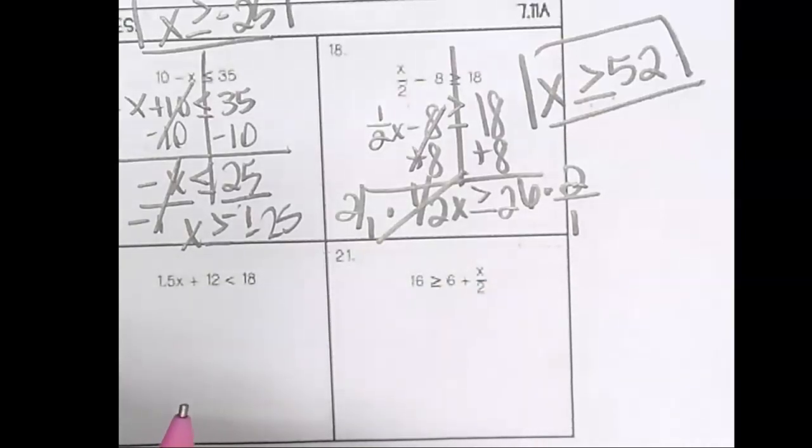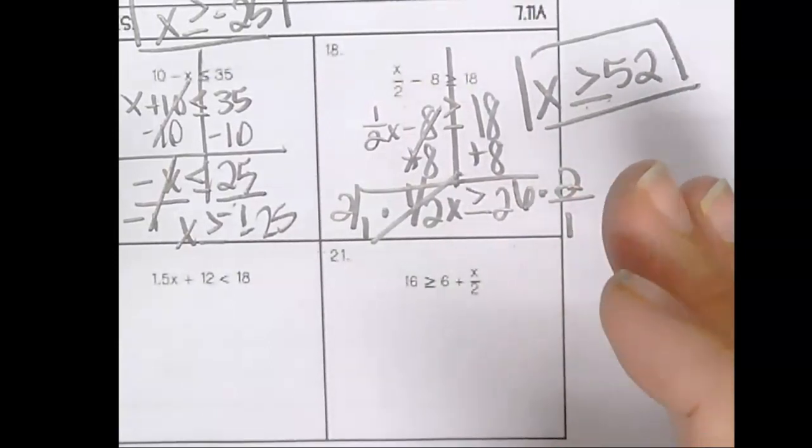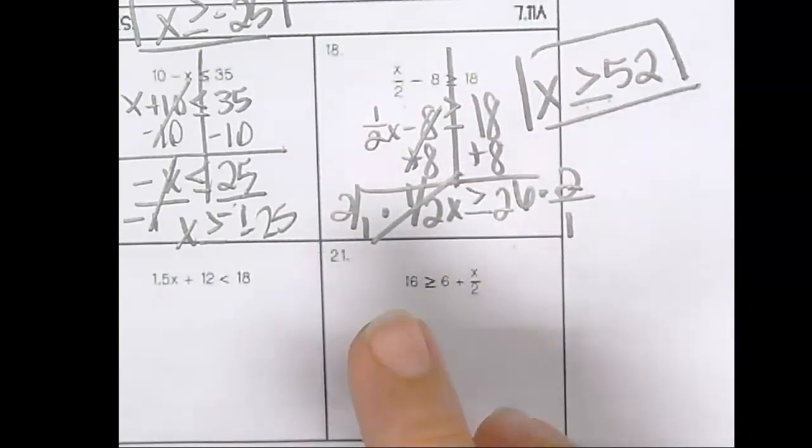X is greater than or equal to 52. So any number either equal to 52 or greater will satisfy this solution, okay? I could say 54, I could say 60, I could say 392 if I wanted to, and it would still make this inequality true, okay?